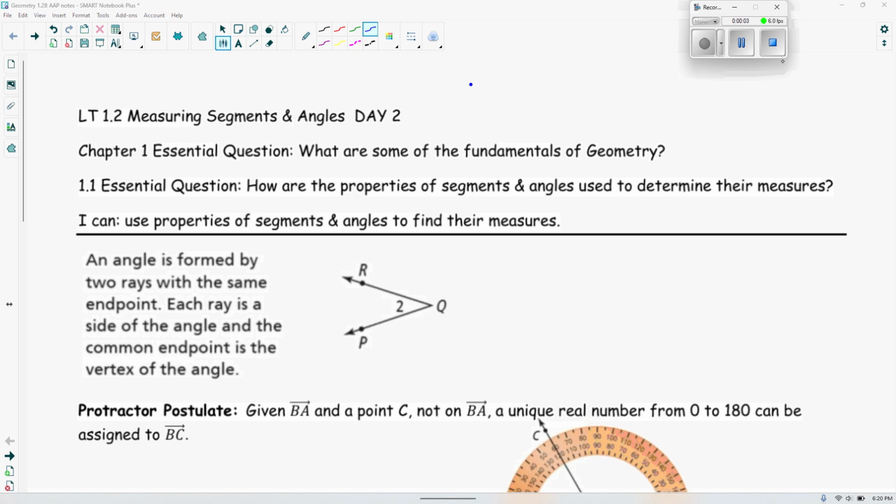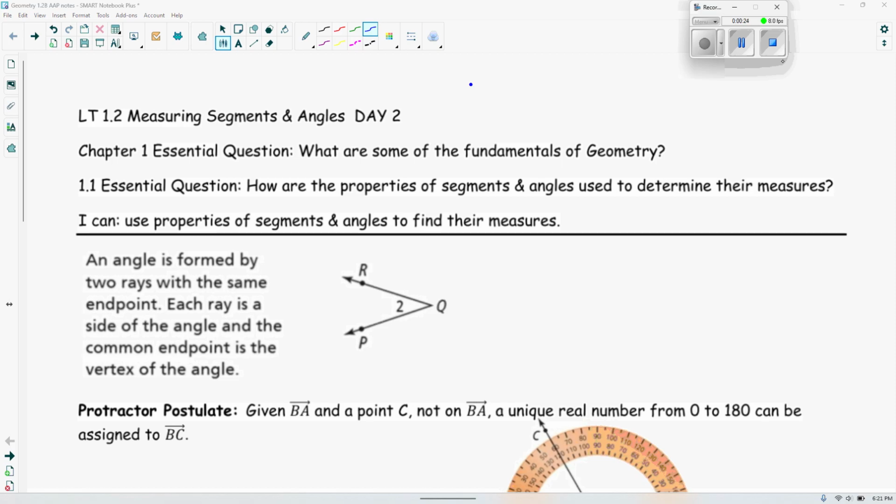All right, today in geometry, we are looking at day 2 of Learning Target 1.2. We're going to deal with measuring angles. First we want to start out with what is an angle. An angle is formed by two rays with the same endpoint. Each ray is a side of the angle, and the common endpoint is the vertex of the angle.